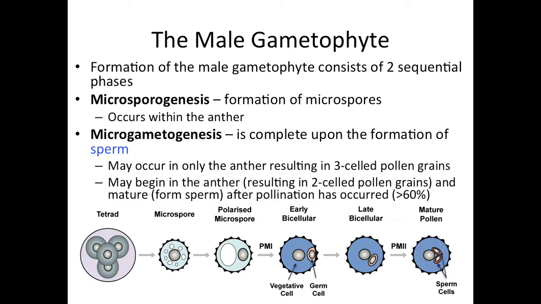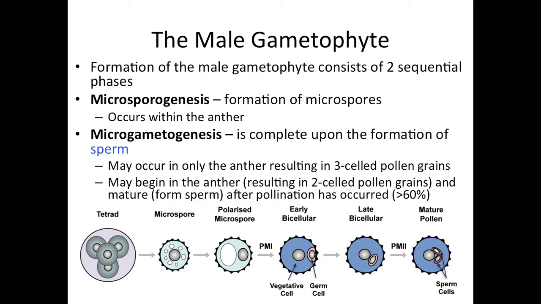The first one is meiosis, and that's the formation of spores, taking a 2N diploid cell and producing haploid microspores. That's called microsporogenesis. Then, once you have microspores, which are haploid, you have to develop the mature male gametophyte, and that's microgametogenesis. And the microgametogenesis is considered complete once sperm has formed.